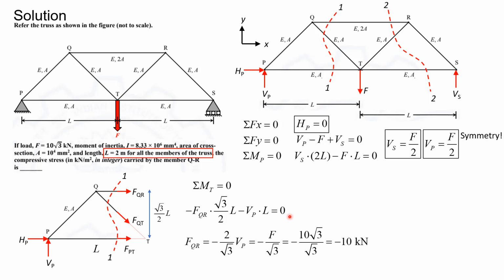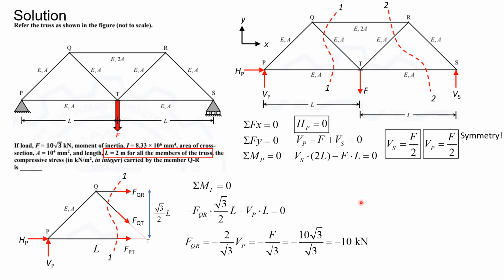And this gives us FQR equaling minus 2 by root 3 Vp. And from here, we can substitute Vp equal to F by 2, which gives us FQR equaling minus F by root 3, which is minus 10 root 3 by root 3, which is nothing but minus 10 kilonewton. It is to be noted that FQR has come out to be negative, which implies that the direction which we have assumed needs to be reversed and the member QR is indeed in compression.